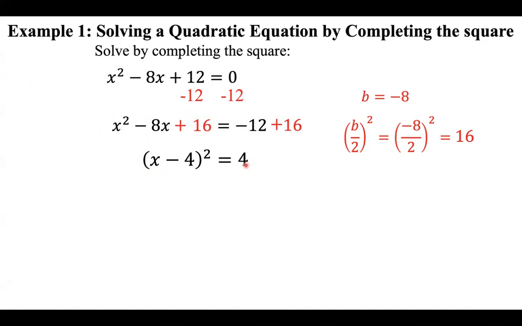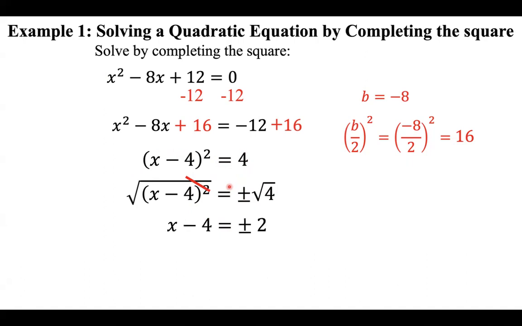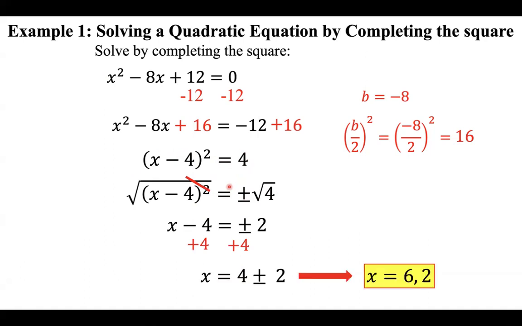Next step says to take the square root on both ends. Just remember, when you take the square root, you will have a plus minus here. So we're going to end up with plus minus the square root of 4. And then the square root and the exponent cancel. They're inverses of one another. So you're left with x minus 4 equals positive 2 plus or minus 2. Add 4 to both ends, you get x equals 4 plus minus 2. So we have 2 answers in this case. One of them is 4 plus 2, which is 6. And the other is 4 minus 2, which is positive 2.